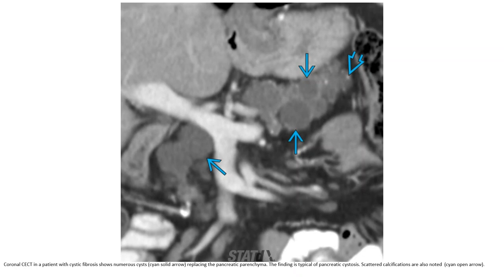Contrast-enhanced CT in this patient with cystic fibrosis, showing non-enhancing tissue replacing the pancreatic parenchyma. The finding is typical of pancreatic fatty replacement.